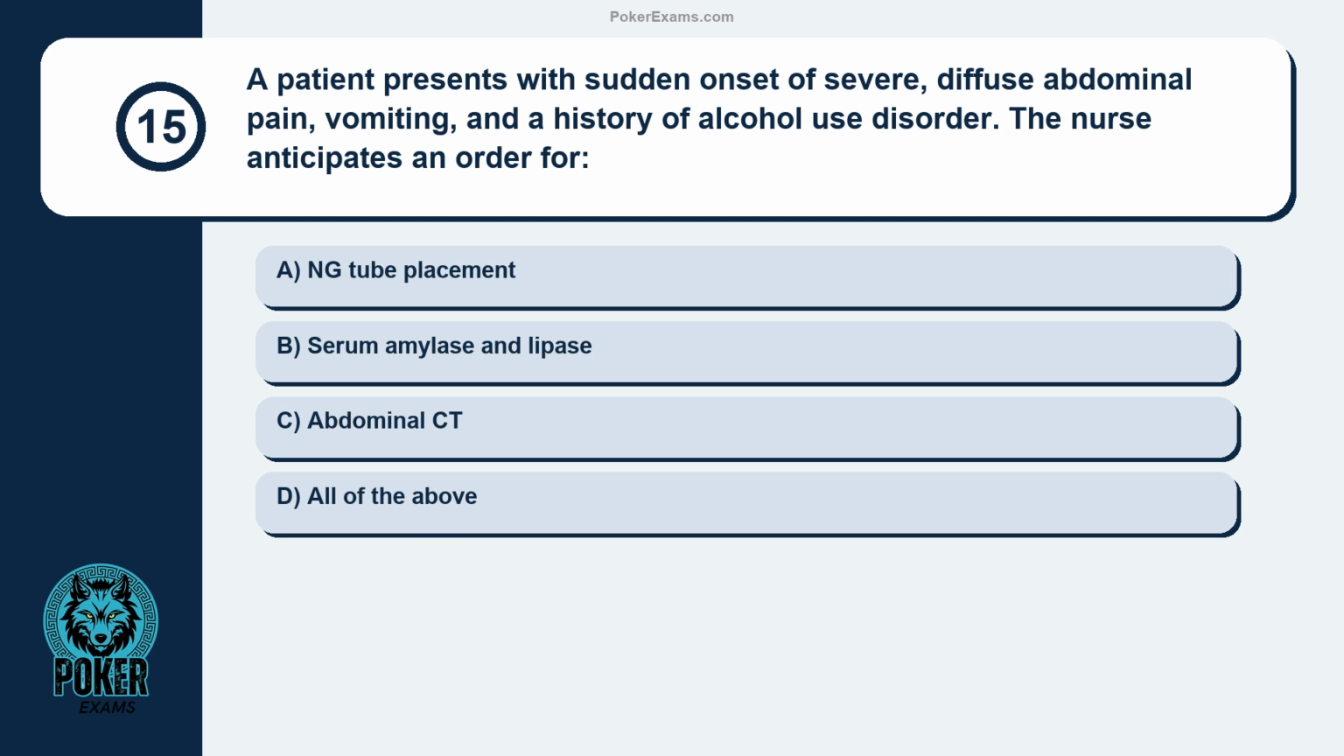Question 15. A patient presents with sudden onset of severe, diffuse abdominal pain, vomiting, and a history of alcohol use disorder. The nurse anticipates an order for NG tube placement, serum amylase and lipase, abdominal CT, all of the above.